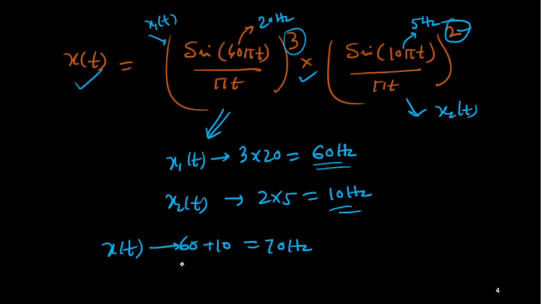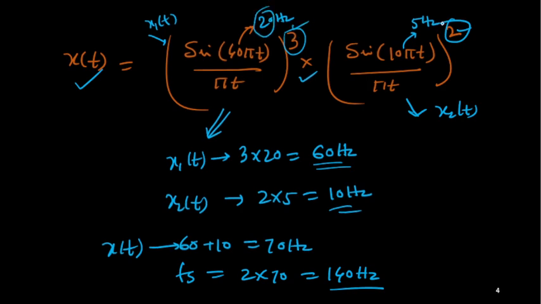So what is the sampling rate? It will be double that, 2 into 70 means 140 Hz. So any problem could be solved in a second. Remember that: this power you should multiply with this one, this power should multiply with this one. Then at the end we should take the addition of these 2, because we are having multiplication. Okay, clear?